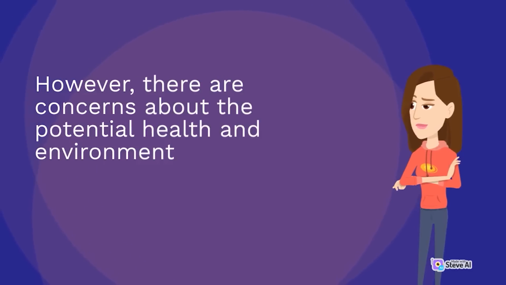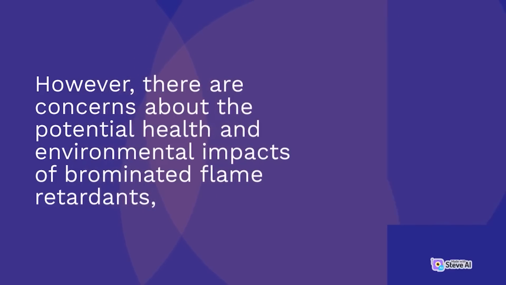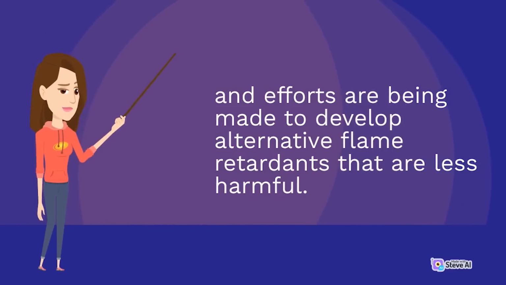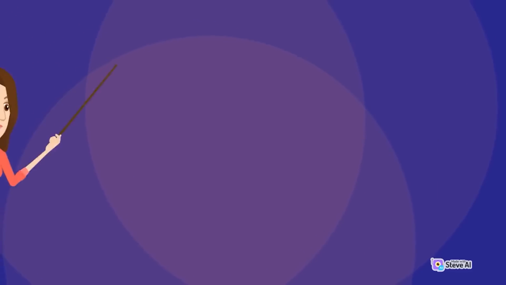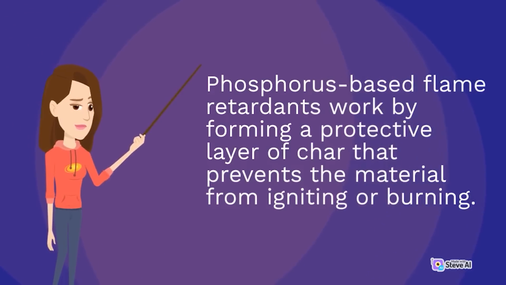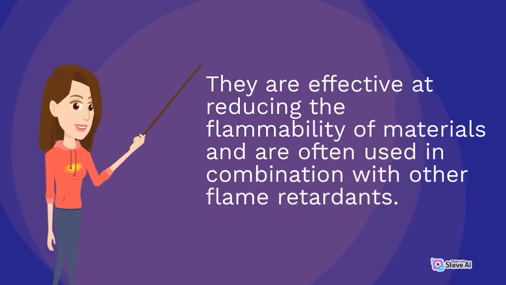However, there are concerns about the potential health and environmental impacts of brominated flame retardants, and efforts are being made to develop alternative flame retardants that are less harmful. Phosphorus-based flame retardants work by forming a protective layer of char that prevents the material from igniting or burning. They are effective at reducing the flammability of materials and are often used in combination with other flame retardants.